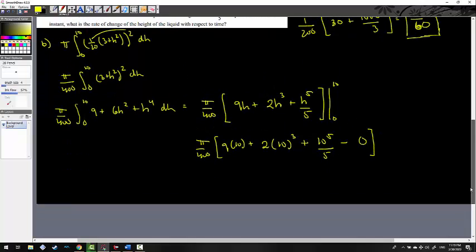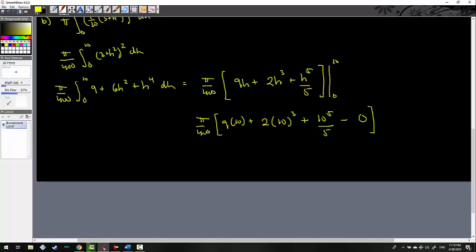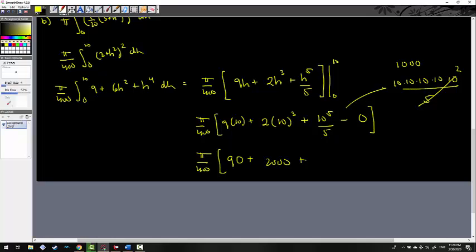So what does all of this become if I was to actually try and simplify this thing? Well, I get pi over 400. That'd be 90 plus, this would be 1,000, so 2,000. And this would be plus, well, 10 to the 5th is really 10 times 10 times 10 times 10 times 10 over 5. Well, that's going to be a 2 right there. So that's 10 to the 4th, so that's 1 with 1, 2, 3, 4 zeros. So 20,000.